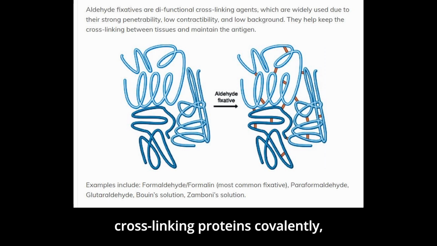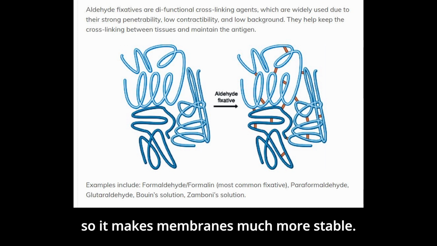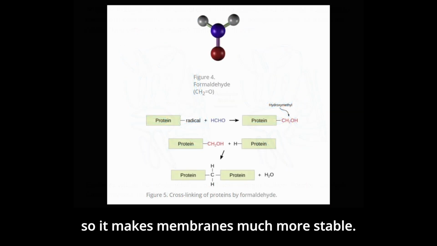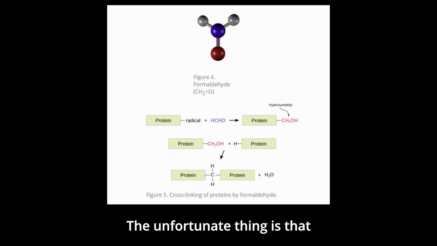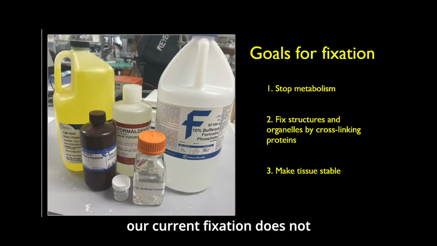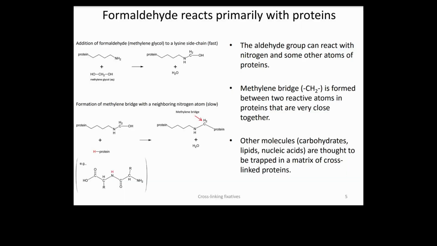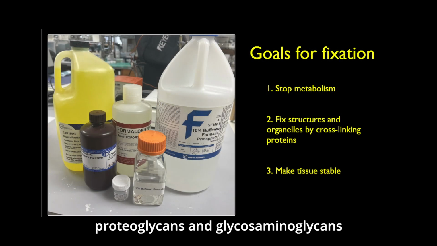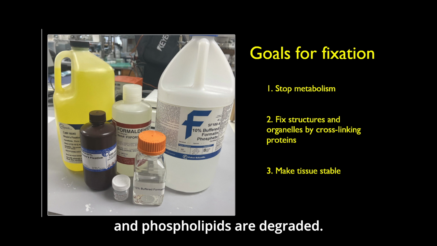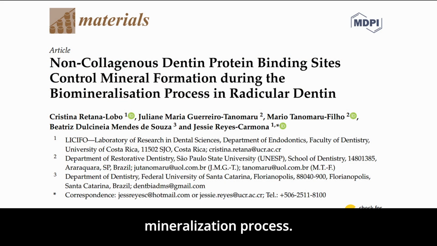Fixation works by cross-linking proteins covalently, so it makes membranes much more stable. The unfortunate thing is that our current fixation does not fix lipids and many carbohydrates, so changes occur in those structures regardless. So many of the proteoglycans and glycosaminoglycans and phospholipids are degraded. As we have seen, those are structures that play a very large role in the mineralization process.